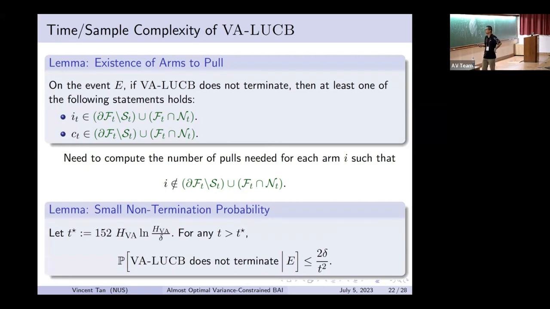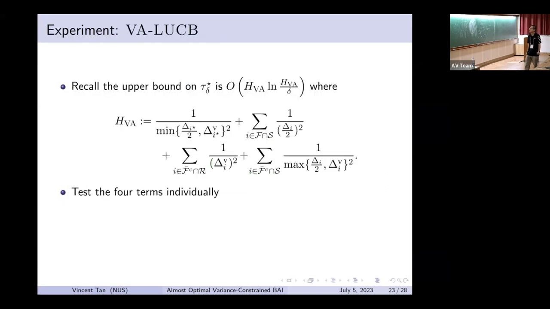We want to prove the following small lemma. On the event E, the probability that our algorithm does not terminate can be upper bounded by this quantity here, as long as the number of time steps T is bigger than this number here that does not depend on T. The analysis stitches together all the analysis of checking for feasibility as well as checking for suboptimality. That explains the four elements in the hardness parameter.